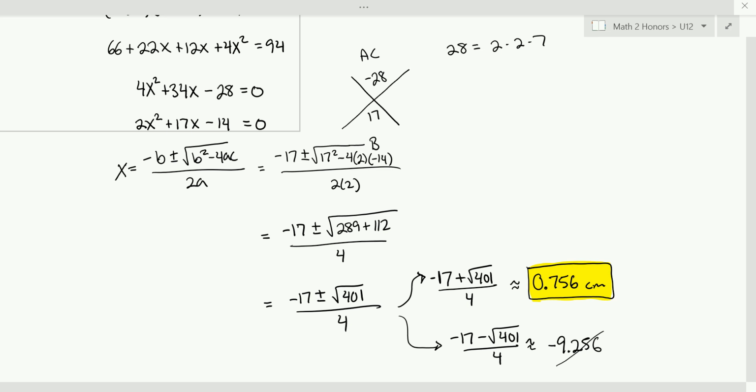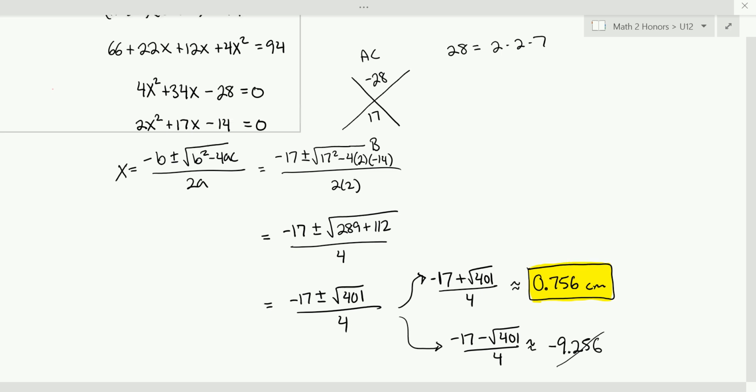So here's a problem about cutting metal, and it didn't seem like it had anything to do with quadratics, but as we formed an equation, quadratics came out of nowhere, and we were able to apply our knowledge to this problem.